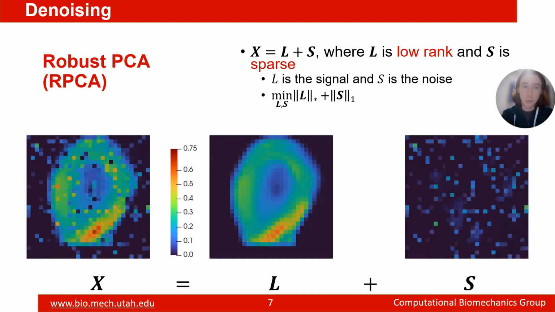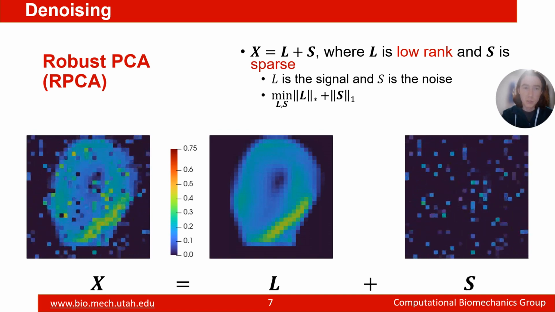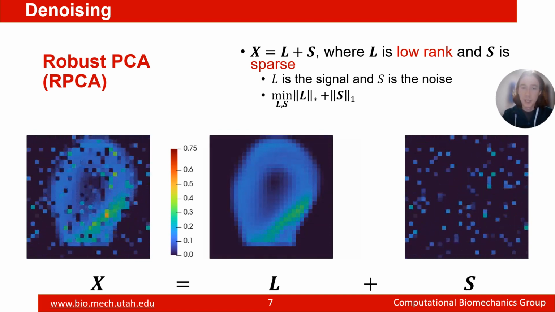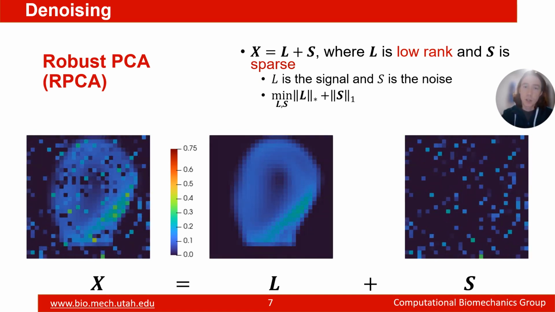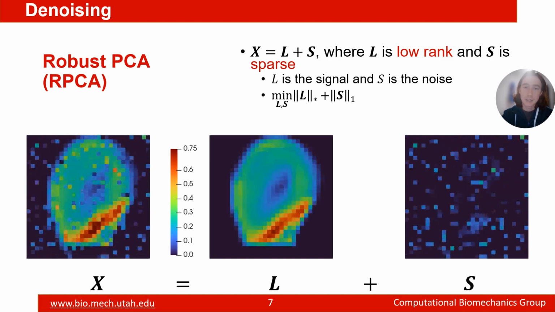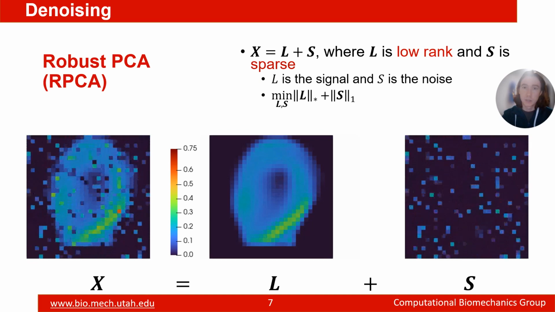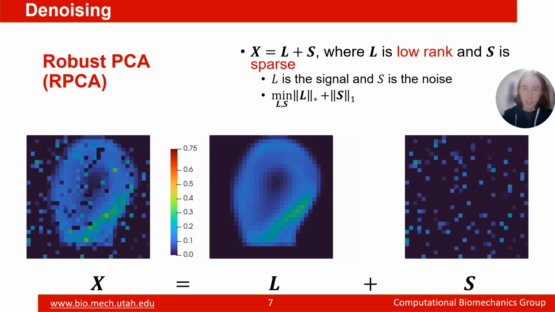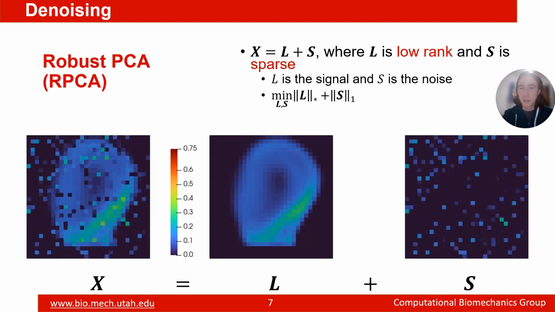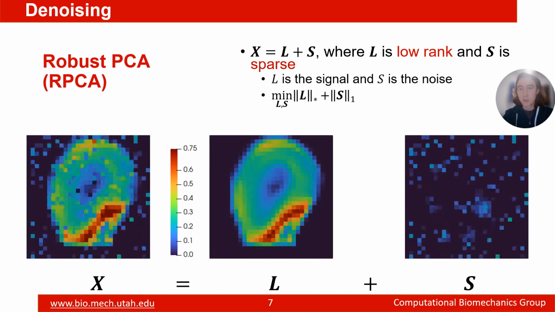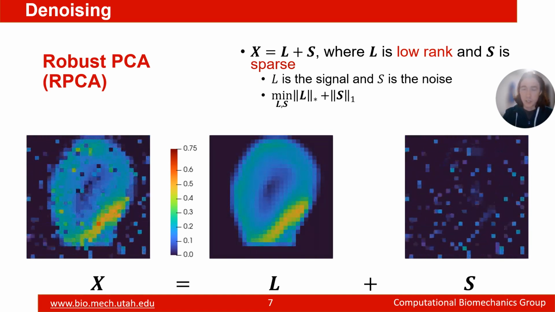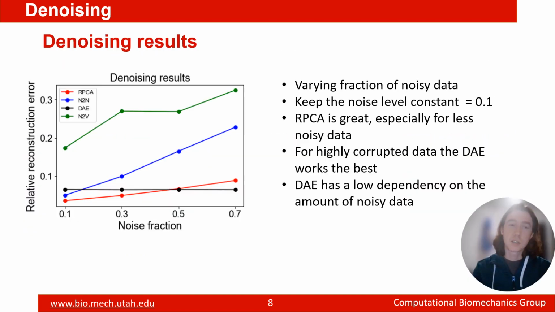A more conventional approach is robust principal component analysis, where we try to decompose our data matrix X into a sum of two matrices, L and S, where L is a low rank matrix containing the signal, and S is a sparse matrix containing the noise. We can do this with convex optimization. Let's compare the results quantitatively.